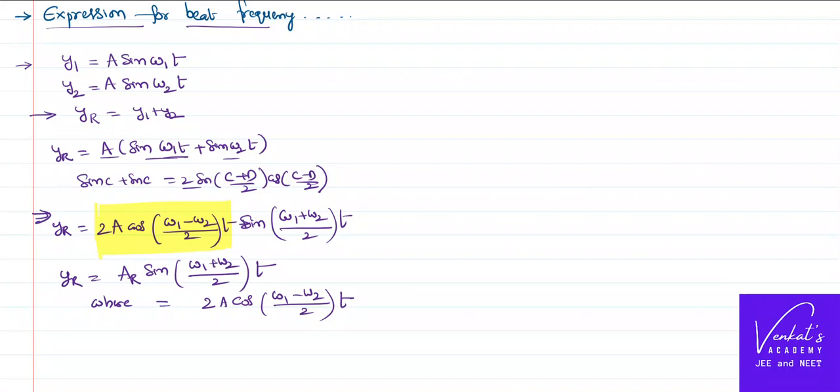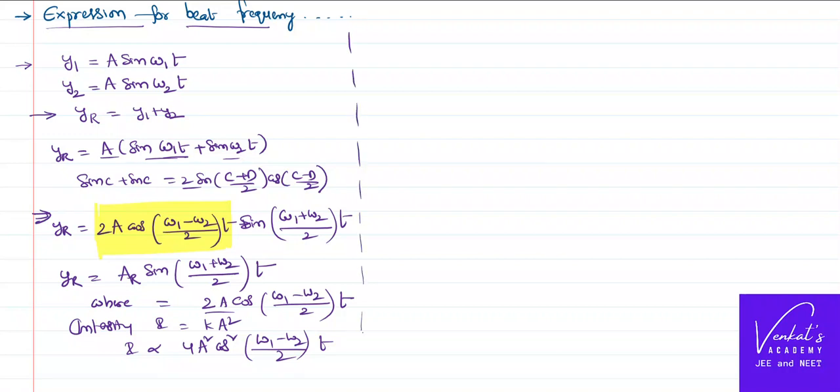Displacement is maximum, right? If you want to calculate the intensity of that wave, intensity is some constant k times the square of the amplitude. So I will get intensity proportional to 4a square cos square of (omega 1 minus omega 2) by 2 times t. If that intensity is maximum, you call that waxing.